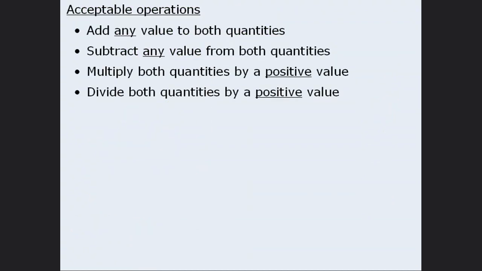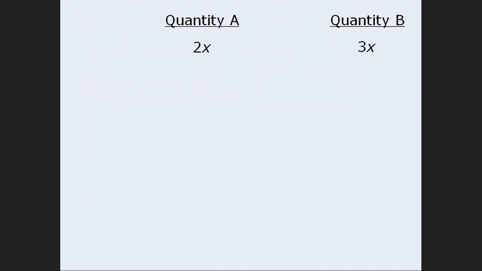So when it comes to performing operations on both quantities, we must ensure that we only multiply or divide the quantities by positive values. This is a very important rule that often comes into play when we have questions like this involving variables.